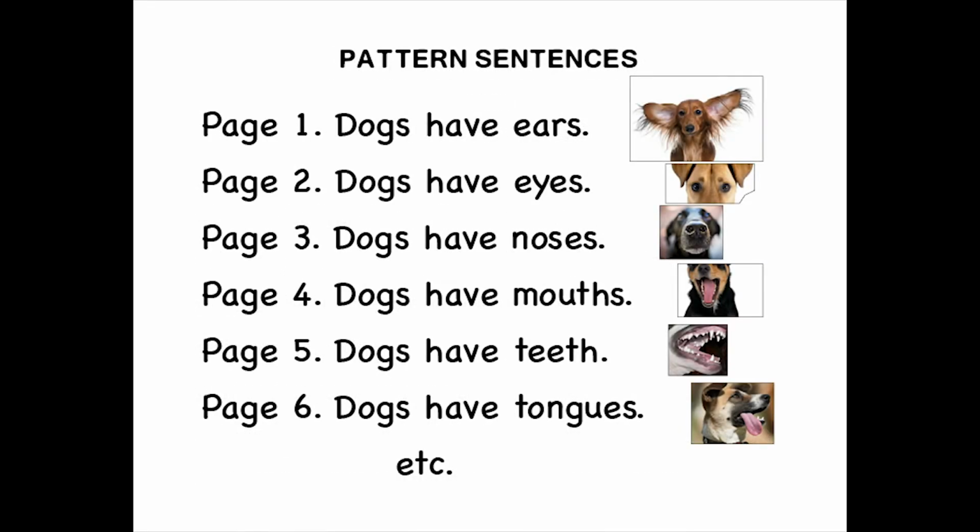A pattern sentence book has one sentence per page with a very specific image cueing the changing word. The word can be in the middle or the beginning or the end for the change. Dogs have ears, dogs have eyes, dogs have noses, dogs have mouths, dogs have teeth, dogs have tongues, etc. Or it might go like, see the ears on the dog, see the eyes on the dog, see the nose on the dog.